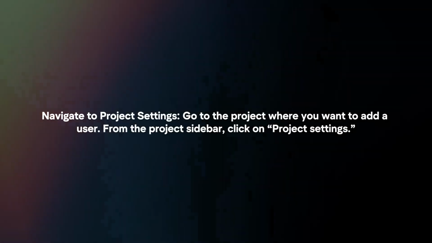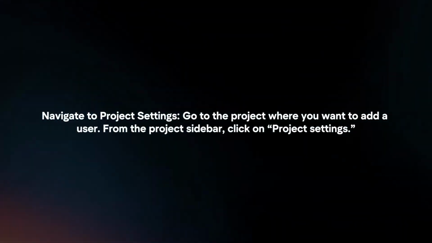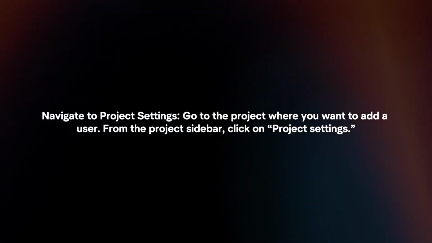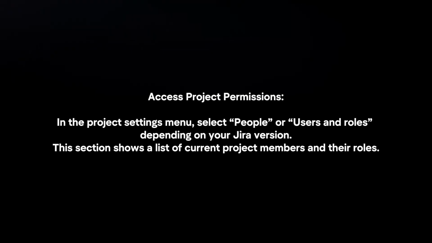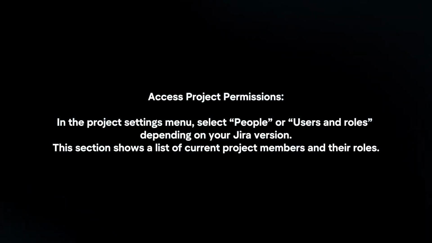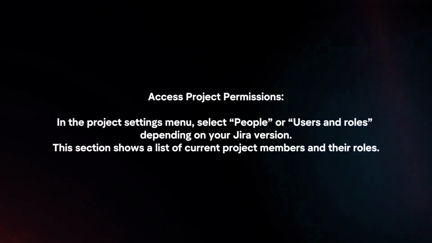Navigate to Project Settings. Go to the project where you want to add the user. From the project sidebar, click on Project Settings. Access Project Permissions. In the Project Settings menu, select People or Users and Roles depending on your Jira version. This section shows a list of current project members and their roles.